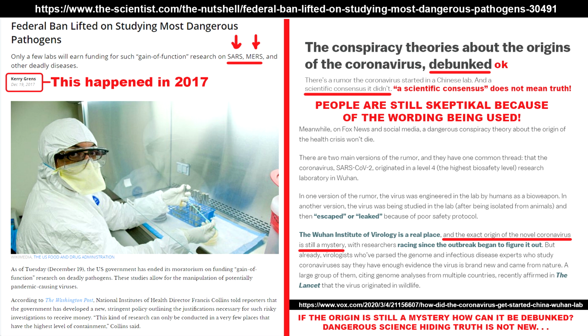It just says that it's zoonotic, which is what we said earlier. It's zoonotic. It passed from an animal to a human. It's not impossible that they could be working with extracts from animals or animals themselves inside of a lab. Okay? So I put at the bottom, if the origin is still a mystery, how can it be debunked? Dangerous science hiding truth is not new. Okay? Just wanted to cover that really quick before I moved on to this next section.